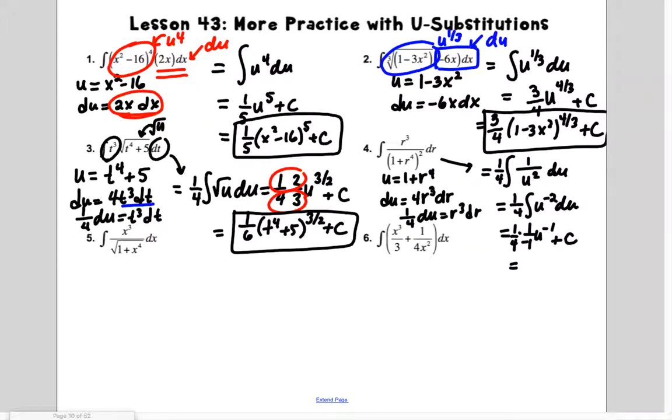Writing this, you can write it lots of different ways. You can write -1/4 and then our u, which was 1 plus r to the 4th, raised to the -1, plus c. Or you could write it as -1 over 4, and that part, the 1 plus r to the 4th, is on the bottom, plus c. And you could even distribute that 4 if you want to. There's lots of ways that you could write it.